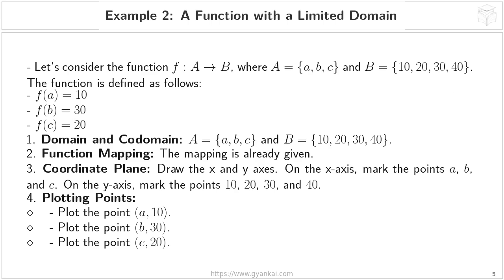Now for the plotting, we take each element from the domain and its corresponding output. So for a, the output is 10, giving us the point a, 10. For b, the output is 30, giving us the point b, 30.